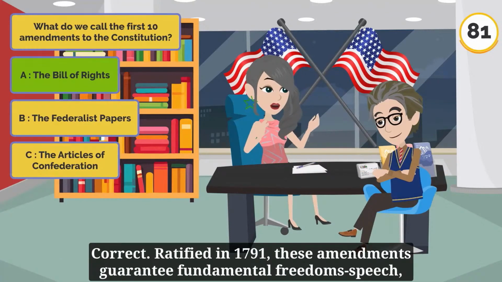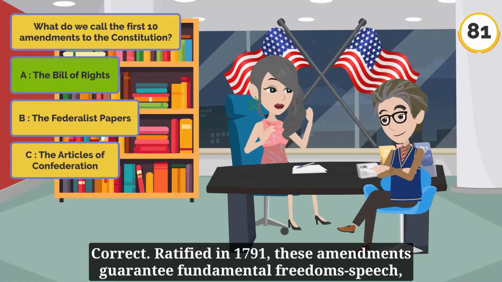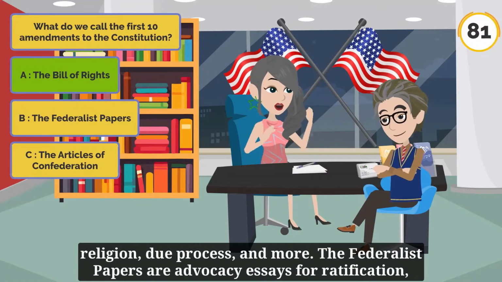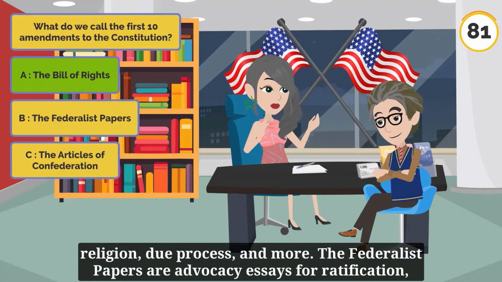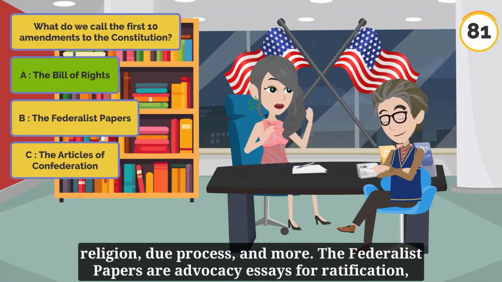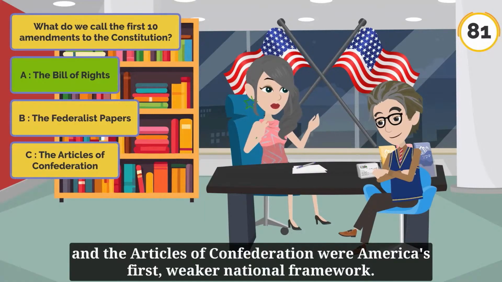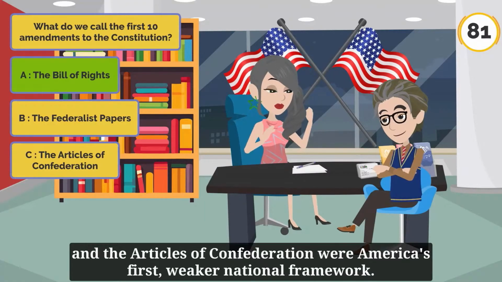Correct. Ratified in 1791, these amendments guarantee fundamental freedoms, speech, religion, due process, and more. The Federalist Papers are advocacy essays for ratification, and the Articles of Confederation were America's first, weaker national framework.